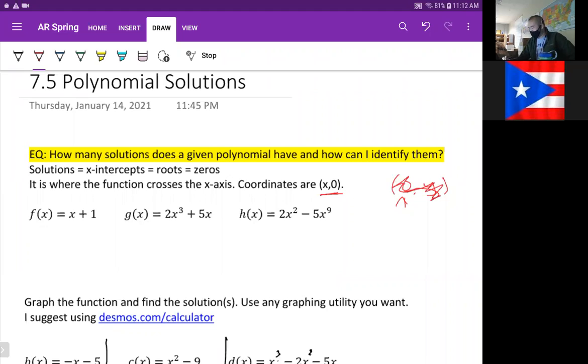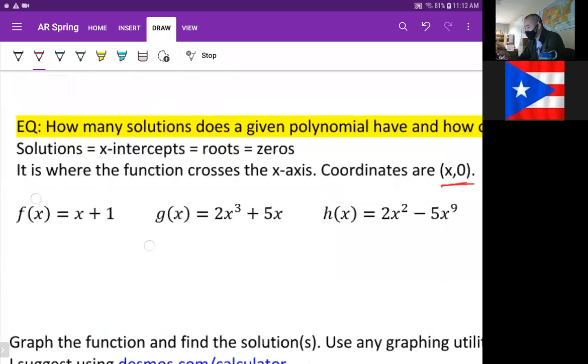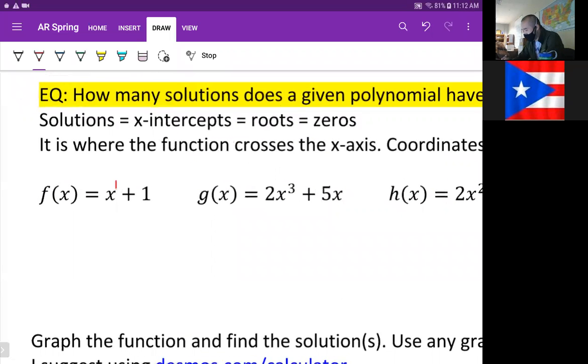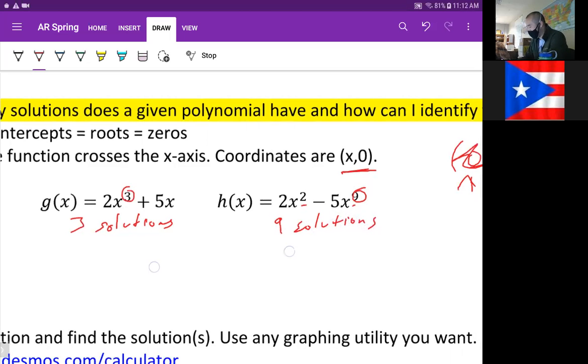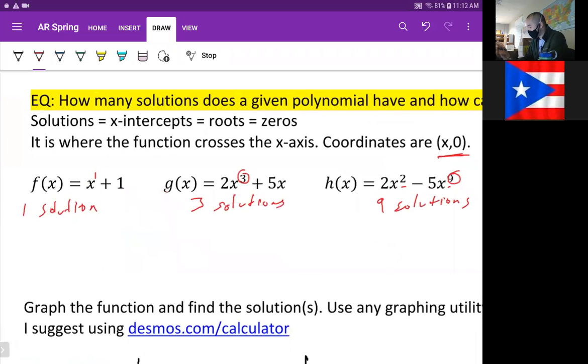So when you're finding the number of solutions, it's just the degree of this term here. So this is x to the 1, right? So this is 1 solution. The highest one here is 3. This is 3 solutions. Over here, you have a 2, you have a 9. So this is 9 solutions. And that's the first part of your assignment today. That's easy.